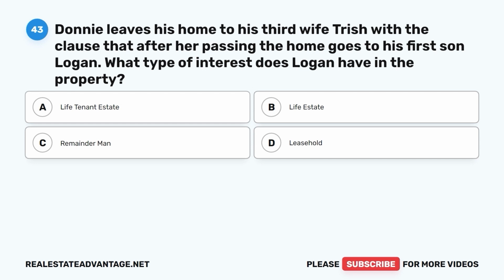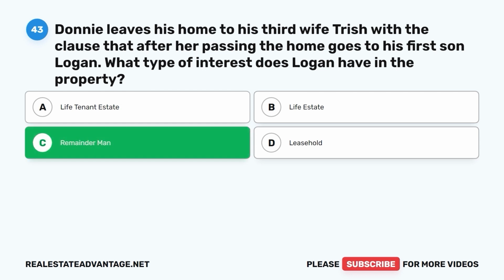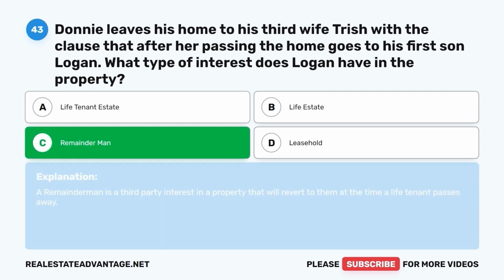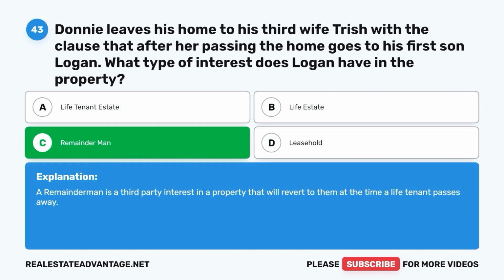Question 43. Donnie leaves his home to his third wife, Trish, with the clause that after her passing, the home goes to his first son, Logan. What type of interest does Logan have in the property? A. Life tenant estate, B. Life estate, C. Remainderman, D. Leasehold. The correct answer is C. Remainderman. A remainderman is a third-party interest in a property that will revert to them at the time a life tenant passes away.